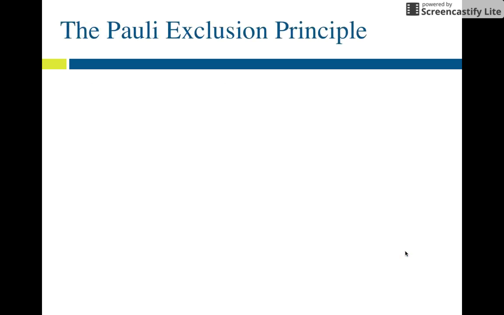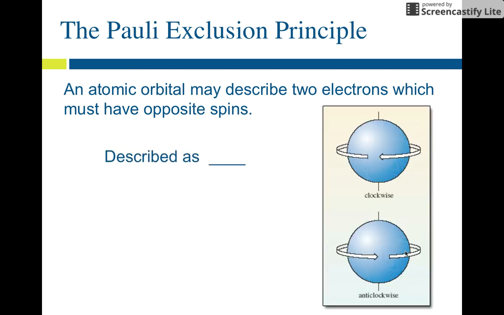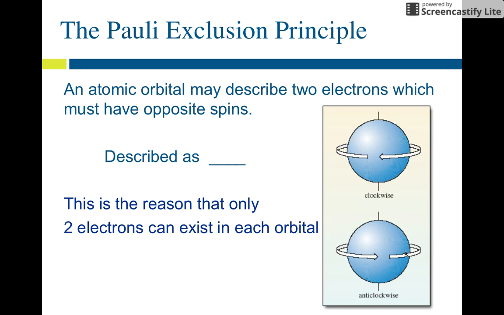It's a property called the Pauli exclusion principle. The Pauli exclusion principle says that an orbital may describe two electrons that have opposite spins. Basically, we have a series of numbers that quantify the properties of the electrons. The last number that we have is the spin, which is either, as we describe it, clockwise or anti-clockwise, or spin up and spin down. Because there are only two possible spins, we can only put two electrons in each orbital.